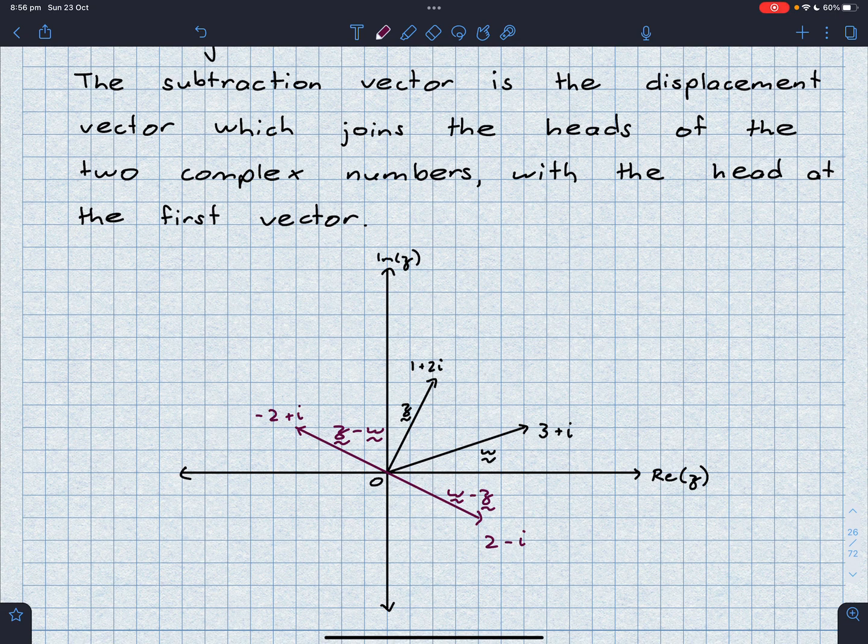So subtraction is the other diagonal of a parallelogram, and the head of the arrow, the head of your vector, points towards the head of whichever vector came first. So if you're doing z minus w, the arrow points towards z. w minus z, arrow points towards w.